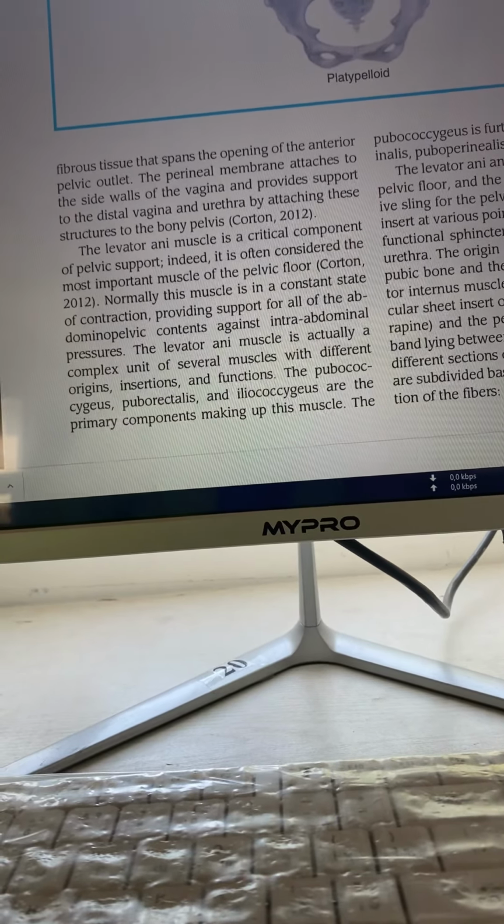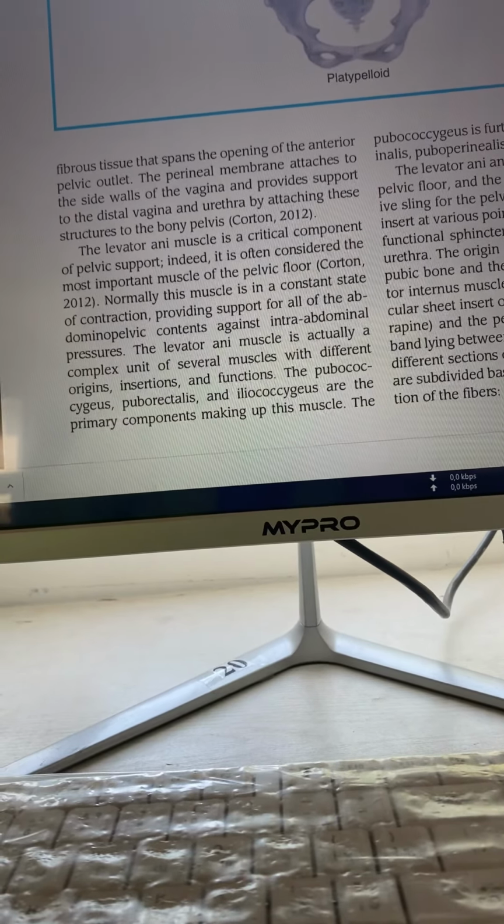Corton 2012. Normally, this muscle is in a constant state of contraction, providing support for all of the abdominopelvic content against intra-abdominal pressure. The levator ani muscle is actually a complex unit of several muscles with different origins, insertion, and function.